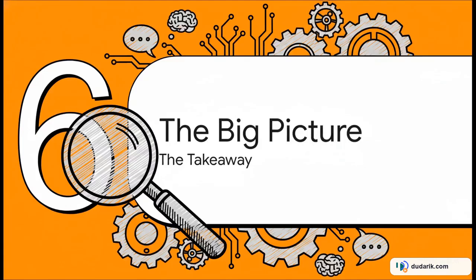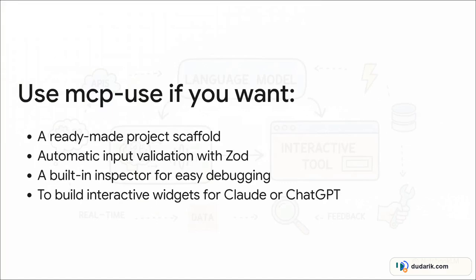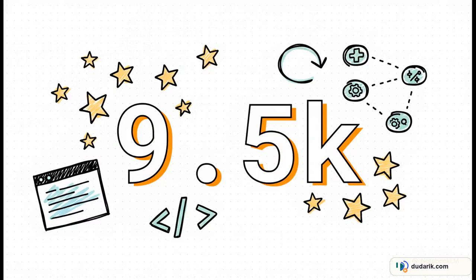Okay, let's pull back for a second and look at the big picture. We've seen the how, but what about the why? Why does a framework like this even matter for the future of building AI apps? Well, let's just boil it down. You'd want to use mcp-use if you're tired of boilerplate. You want automatic data validation, you need a way better debugging experience, and this is the big one. If you want to build those awesome interactive widgets for agents like Claude or ChatGPT. And it's not just us saying this. This whole approach is clearly hitting a nerve with developers. I mean, look at that. Almost 10,000 stars on GitHub. That tells you this is solving a very real, very painful problem for a lot of people out there.